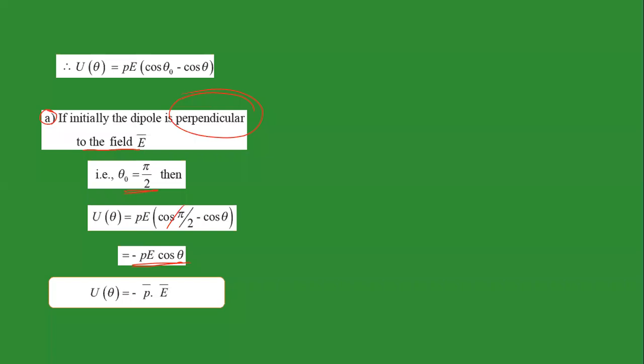The same formula we can write this way also: minus sign, P bar dot E bar. You know that P bar dot E bar is PE cos theta, and this minus sign is there. So this is the formula for potential energy when the dipole is perpendicular to the electric field.